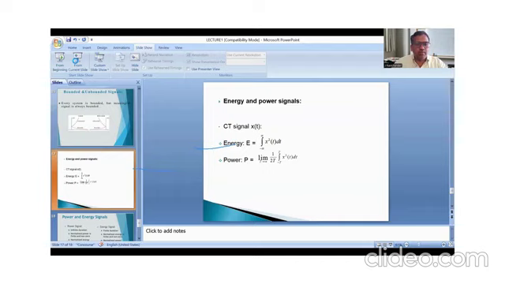The power signal can be defined mathematically as the limit of T tends to infinity of 1 by 2T integration from minus T to plus T of x square of t dt. This signal is known as a power signal. Energy means E equals integration from minus infinity to plus infinity of x square of t dt, known as an energy signal. Power means P equals the limit of T tends to infinity of 1 by 2T integration from minus T to plus T of x square of t dt. This is known as a power signal.